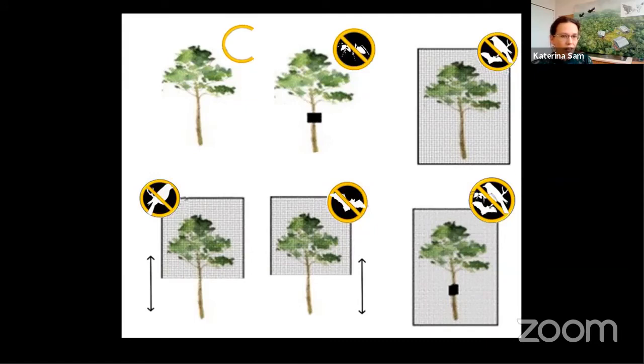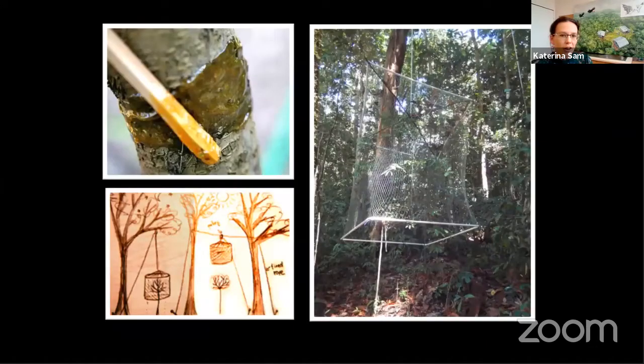So this is really demanding work because we needed to be there every day and attend all the cages every day. And this is how it looked a little bit in the field: tanglefoot glue on the trunks, cages around the foliage, sometimes hanging on a pulley system to allow us to pull them up and down.